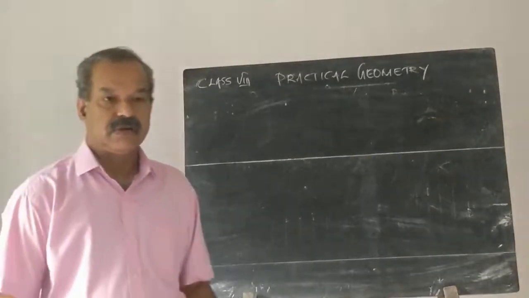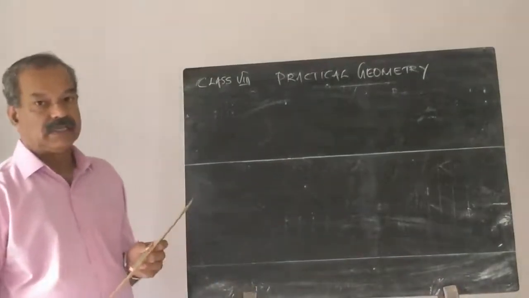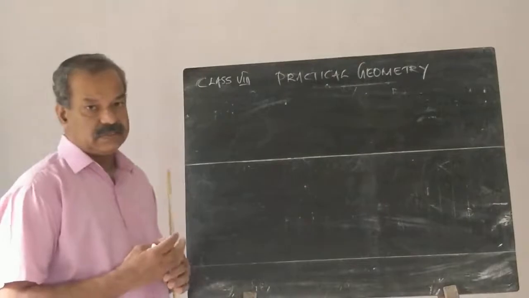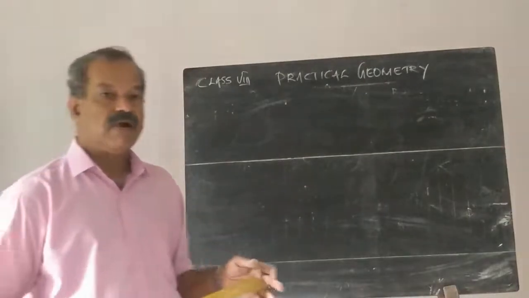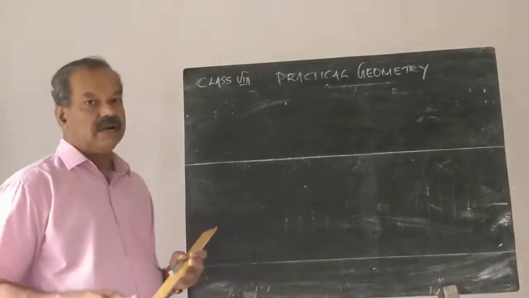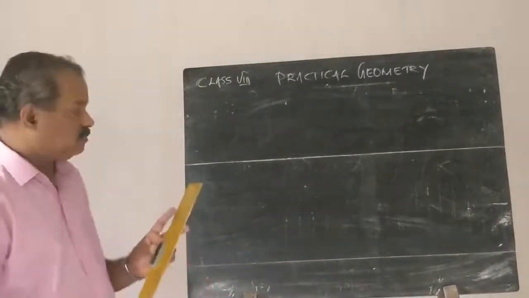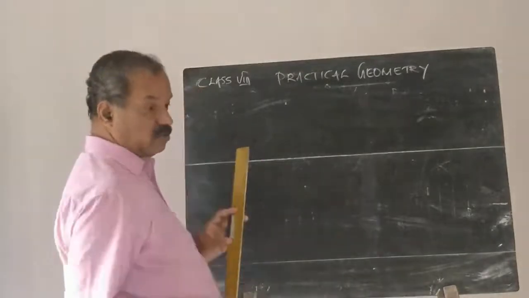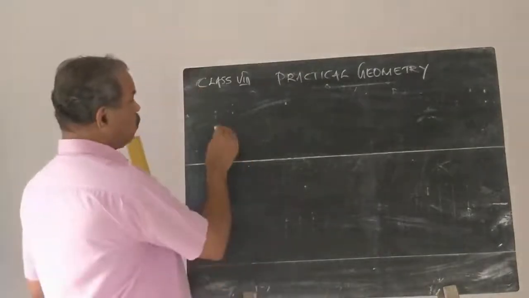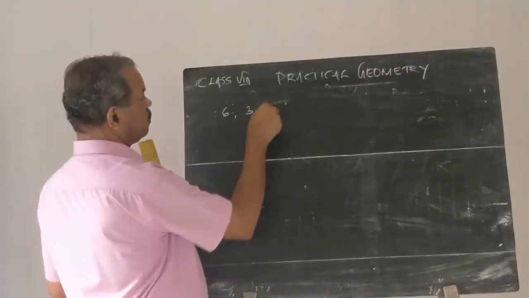What are the measures required to construct a triangle? How many measures are required? Either three sides or two sides and one angle, like that. That is, to construct a triangle, we require three measures. For example, suppose we want to draw a triangle of sides 5 centimeter, 3 centimeter, 4 centimeter.